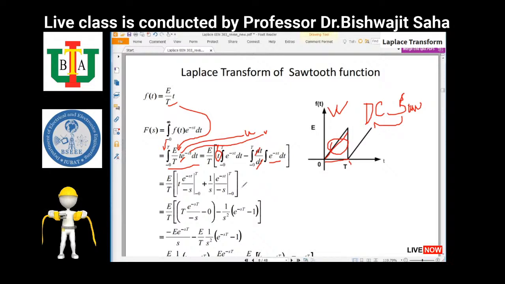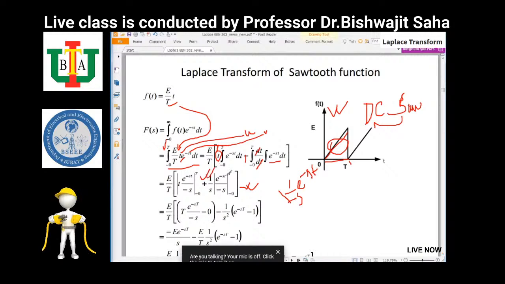Everybody clear on this line? So plus 1 by s is coming because here it will be 1 over minus s, right? e to the power minus st. And this minus and this minus becomes plus. Okay?